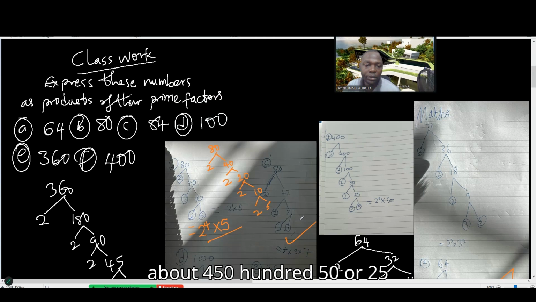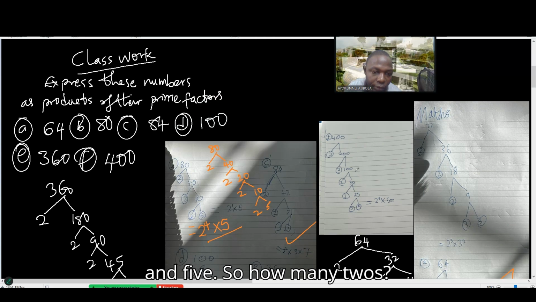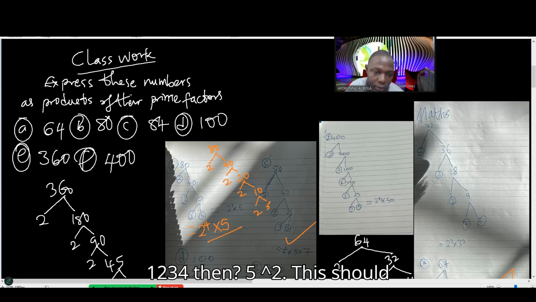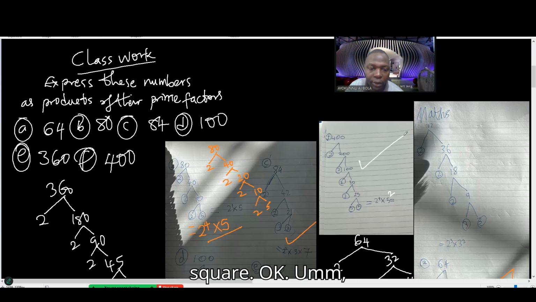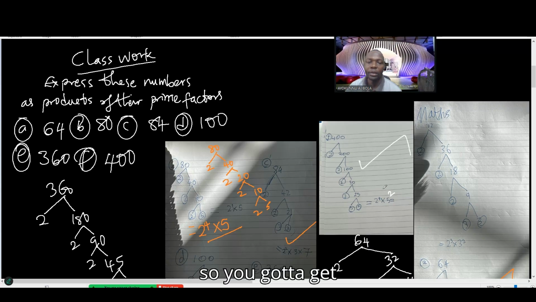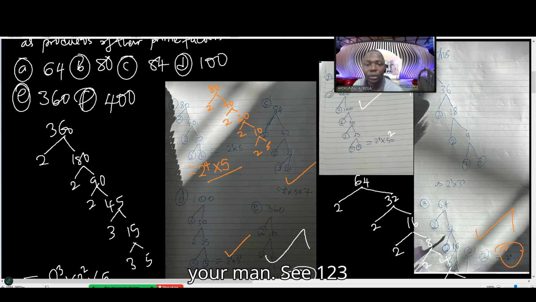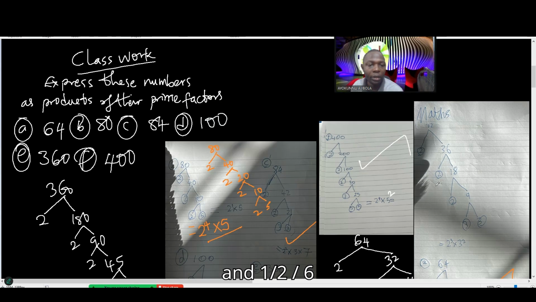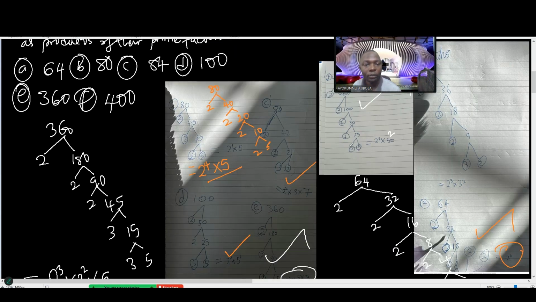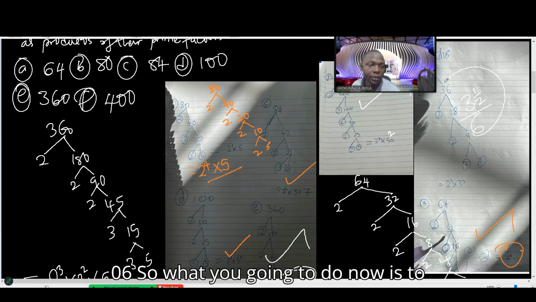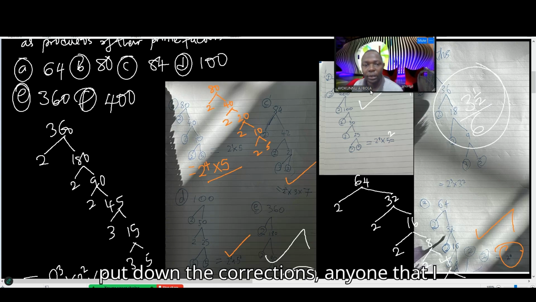Let's see what you did about 400: 50, 100, 50, 25, and 5. So how many twos? 1, 2, 3, 4, then 5 squared. It should not be only 5, it's 5 squared, okay? So I think I'll give you a mark. Let's see. 1, 2, 3.5 over 6. So what you could do now is to put down the corrections.